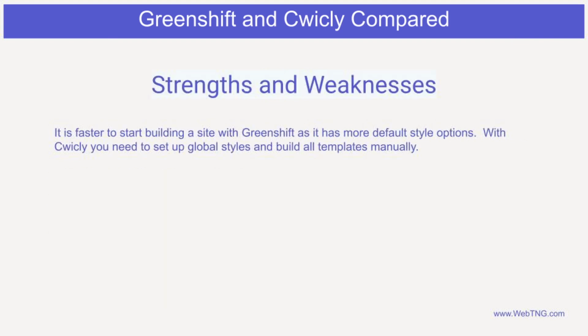If we think in terms of strengths and weaknesses, it's faster to start building a site with Greenshift. It has a lot more default style options in the theme and in the blocks. With Cwicly, you need to set up your global styles and build out the templates manually.